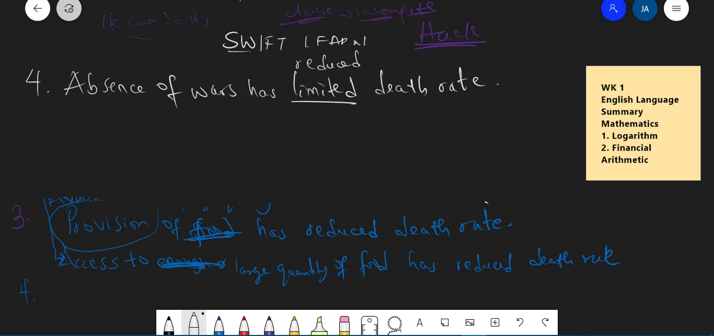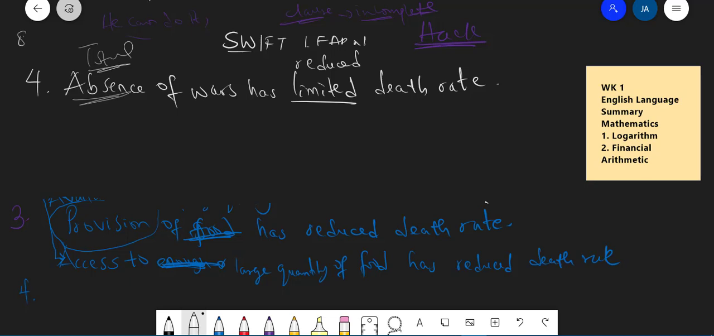Absence of war. Wait, did you talk about absence of war? He said wars that ravaged Europe and Africa for many decades have almost been forgotten. Almost. They use the word almost. Although there are still some skirmishes in some parts of the world. That means there's still war. There's no total absence of war. Do you get? So you have to tweak this absence. Do you get? That's what I'm saying.